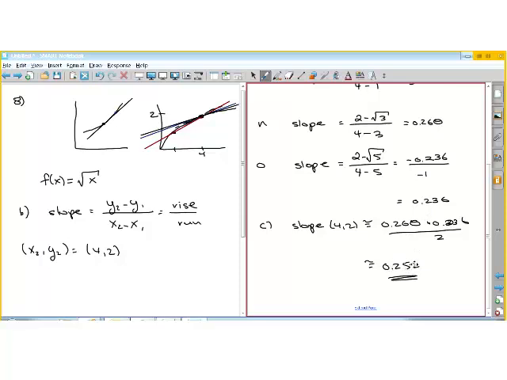So you might think the exact value is probably around 0.25, and it turns out it is exactly 0.25, which we'll learn in a couple of chapters. But for right now, this is a pretty good approximation.